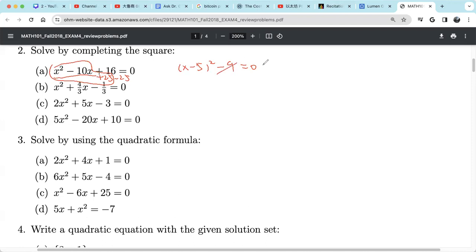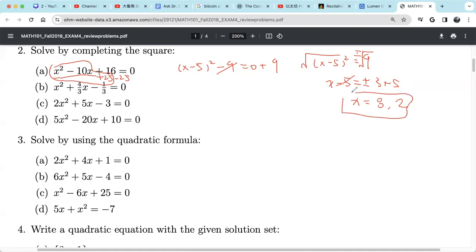Then we move negative 9 to the other side, 0 plus 9. So we get (x minus 5) squared equals 9. Then we square root both sides. So we get x minus 5 equals plus or minus the square root of 9, which is 3. Then we move negative 5 to the other side, and it becomes plus. So we have 3 plus 5, which is 8, and negative 3 plus 5, which is 2. So we have two solutions, and those two solutions are rational solutions.